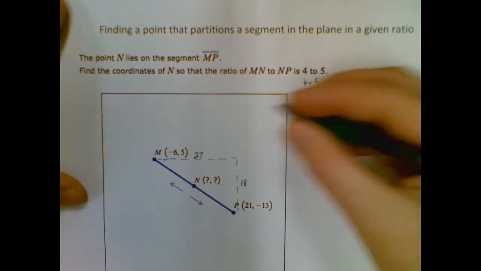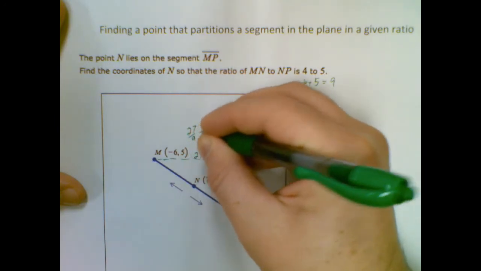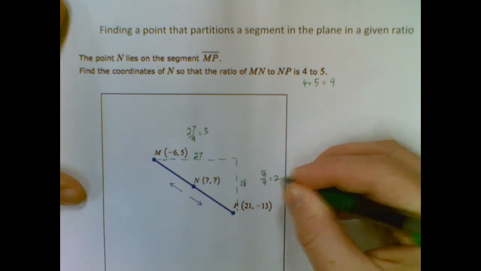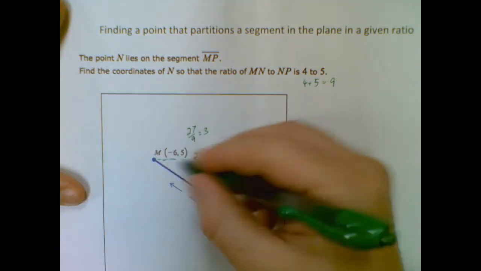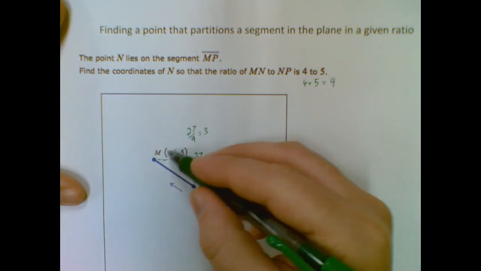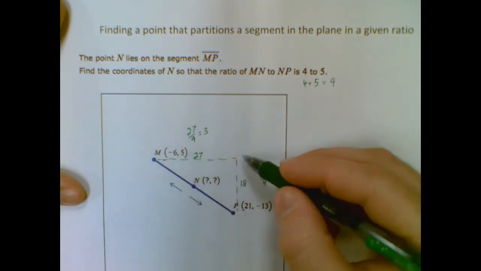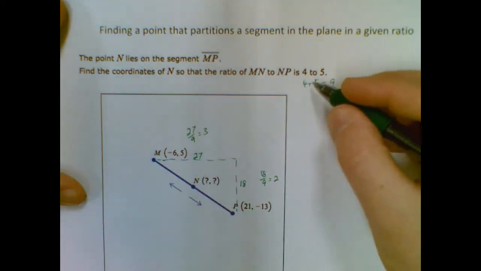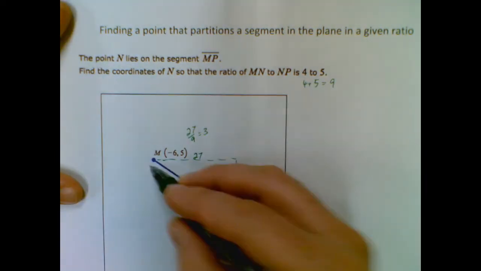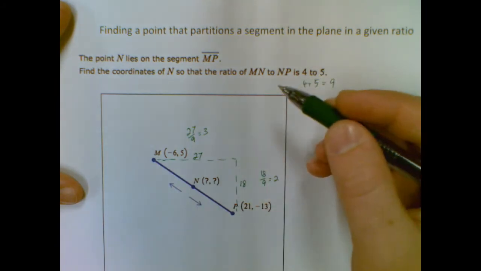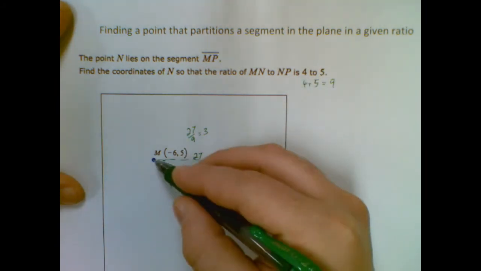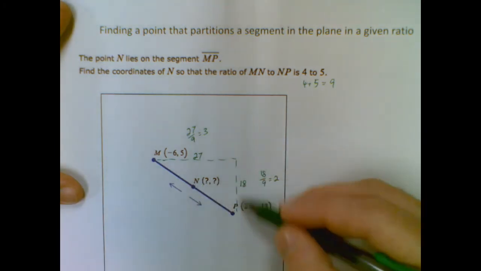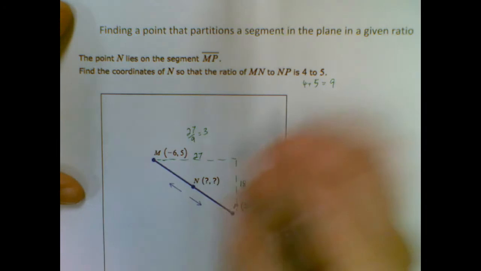So 27 divided by 9 gives me 3, right? And 18 divided by 9 gives us 2. So if I break this into 9 pieces, each one will be 3 long. And if I break this one into 9 pieces, each one will be 2 long. You can pick either side, but I'm going to go from here, because that's what's listed first. So I need to go 4 units here and 4 units here. And then the last one should be 5 and 5 to get my total of 9.